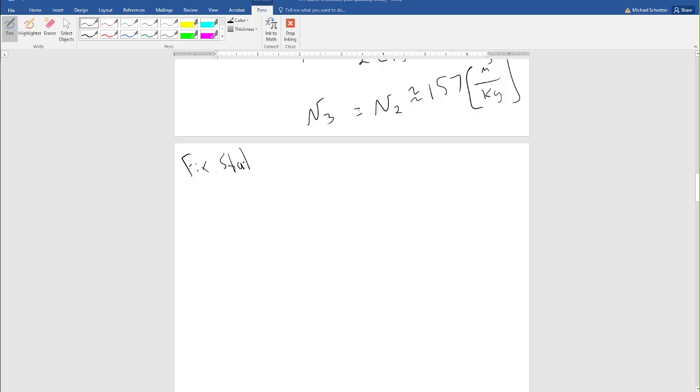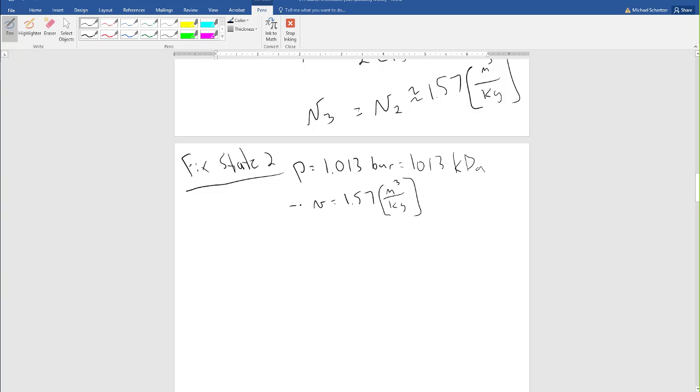So now I'm going to fix state 2. I know that the pressure is equal to 1.013 bar, which is equal to 101.3 kilopascals. I also know that the specific volume is equal to 1.57 meters cubed per kilogram.